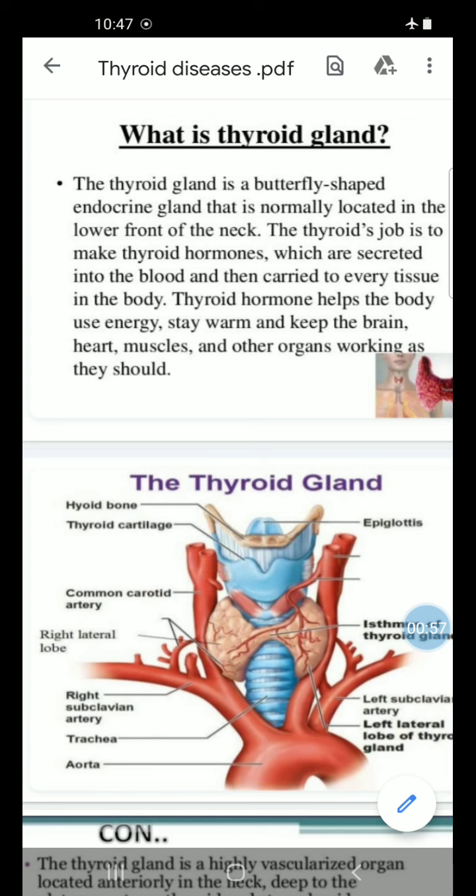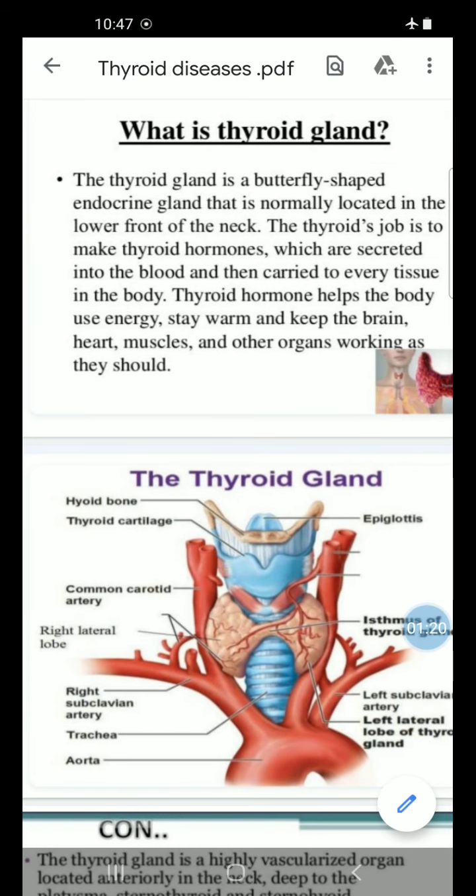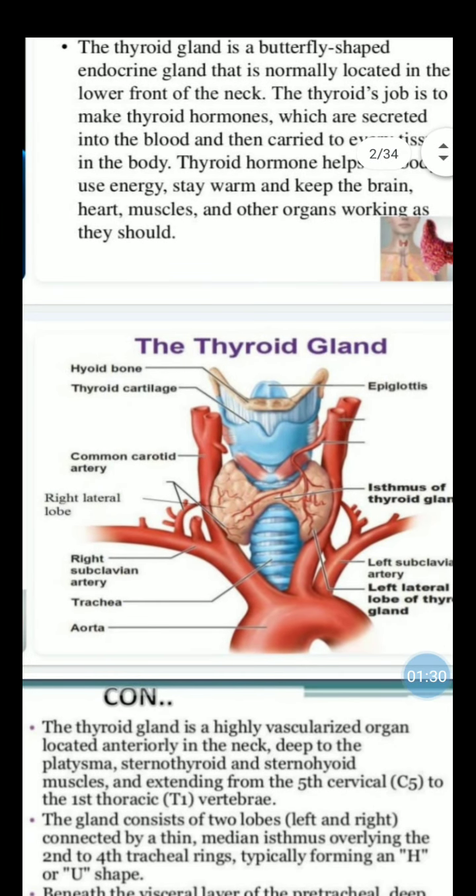So, what is the thyroid gland? It is a butterfly shaped endocrine gland, located in the lower front of the neck. And what is its function? It makes thyroid hormones, which are secreted into the blood and carried to every tissue in the body. These thyroid hormones help the body use energy, stay warm, and keep the brain, heart, muscles, and other organs working well.